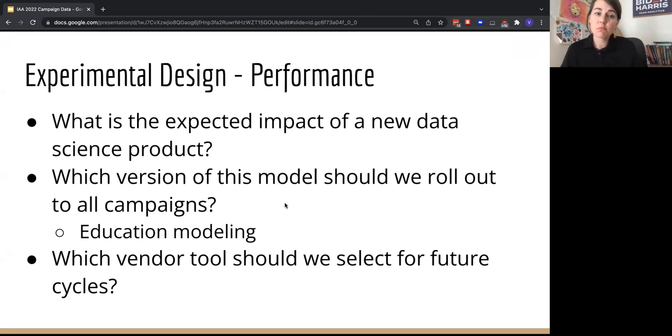And if you don't set that up with good experimental design, you're not going to get really robust findings from it and be able to say with confidence what has happened between the different products or between the product and the no treatment. We will also sometimes have different versions of models that we could roll out for our campaigns, and we want to test those different versions to make the final decision about what it is that will roll out.